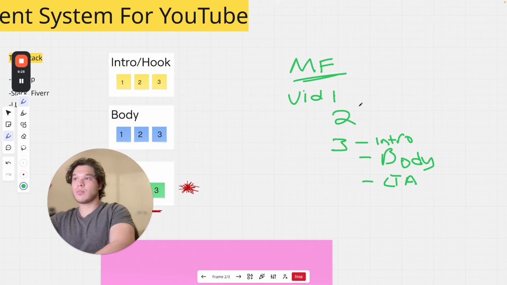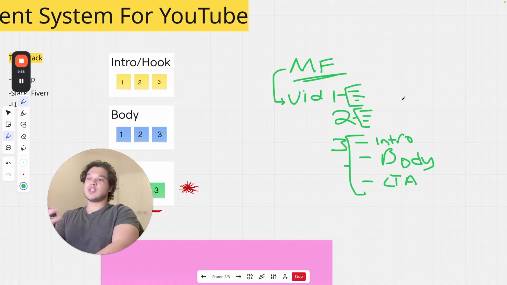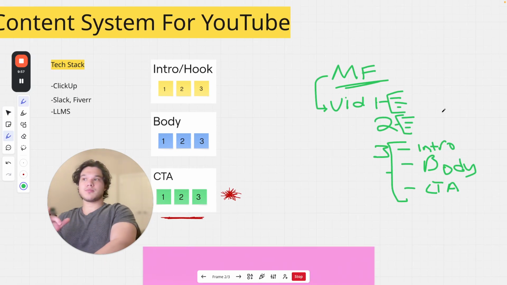Okay, so you're gonna have that for each video, right? So you're gonna have a master folder, then you're gonna have individual videos, and then within those individual videos, you will have the pieces. Okay, and that just helps, again, with organization. It can get messy sometimes, so you want to be as organized as possible. So that's essentially what you're gonna end up doing.